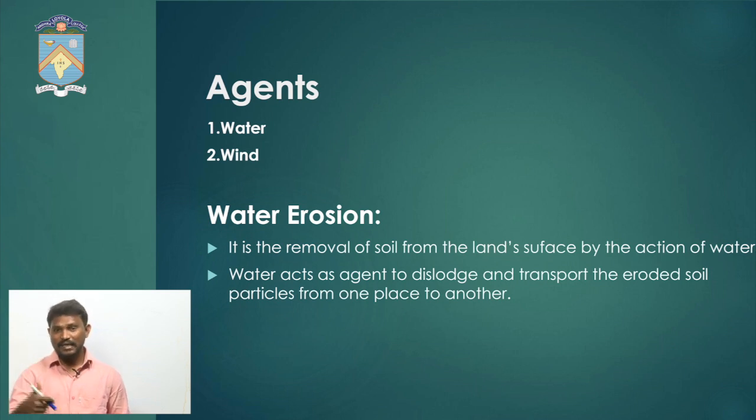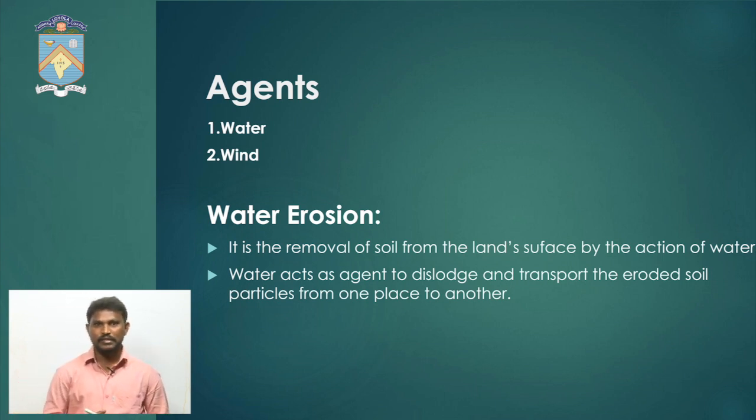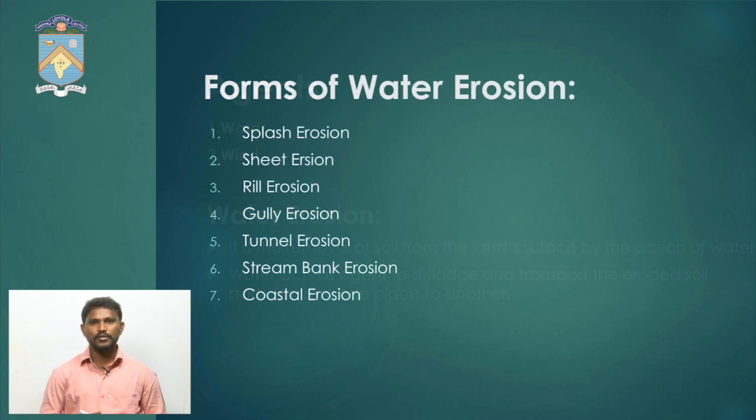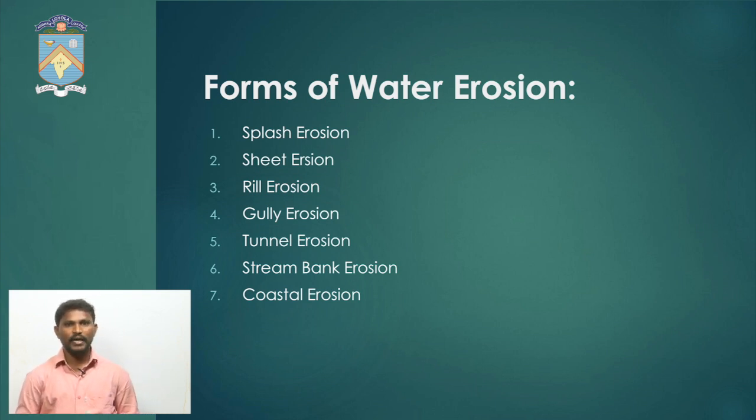Water is the major agent which causes the most erosion, right. Next one, there are some forms in water erosion, like there are 7 forms. First one, splash erosion, second one sheet erosion, third one rill erosion, fourth one gully erosion, fifth one tunnel erosion, sixth one stream bank erosion, and last one coastal erosion.